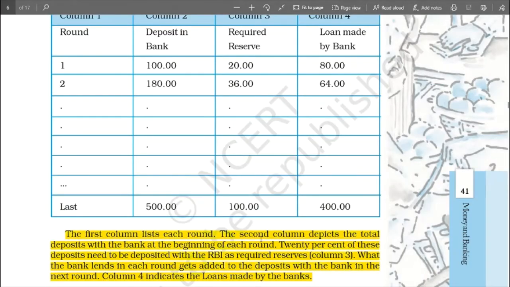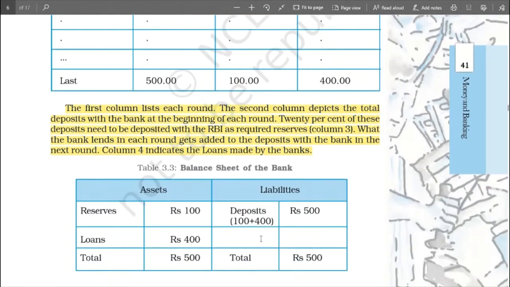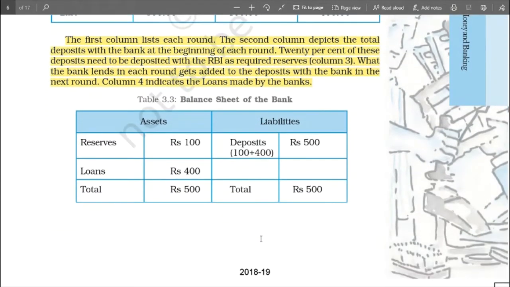Okay, so what you can get now is to look at the new balance sheet. The new balance sheet becomes deposits: original 100, reserve 100, and it gives a loan of 400. The total loan amount after many rounds becomes 400, and by giving a loan of 400, it creates a deposit of 400. So that's why the original deposit and subsequent deposit becomes 500.